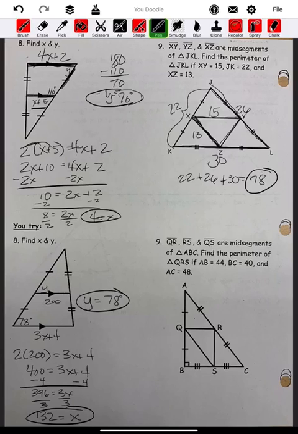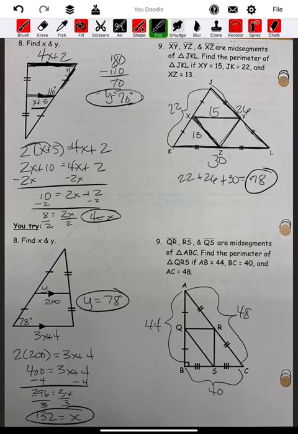So we're told that AB, which is this big side here, is 44. We're told BC, which is this big side here, is 40. And we're told AC, which again is this big side here, is 48. Okay? So in the last example, we went from the mid-segment to the parallel side. Now, because we're dealing with all the parallel sides, we've got to go to the mid-segments.